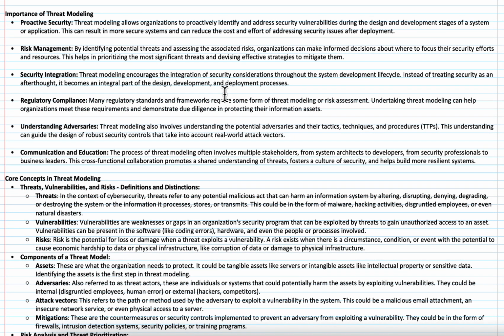So now when we're trying to understand the importance of threat modeling, there are basically 6 different areas that you need to be aware of as it relates to that. One is proactive security. Threat modeling does allow your organization to identify and address the security vulnerabilities when you're designing that system. And it really can help you have a more secure environment. It does help you think ahead, a strategic thought process.